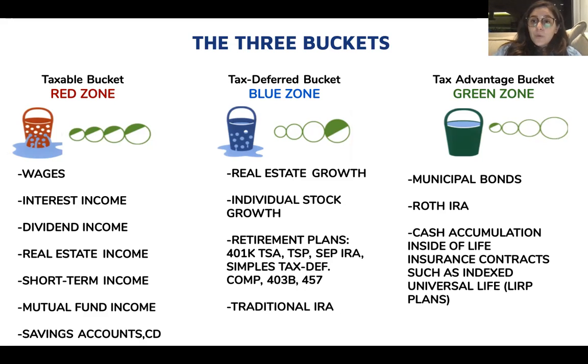So then we have the green zone, which is one of the zones that you're going to explain to your clients, which are municipal bonds, Roth IRAs, and cash accumulation inside of life insurance contracts, such as index universal life. I'm pretty sure you've seen this in the past, but it's so important for us to know that we need to have our clients diversify their portfolio. We cannot have our clients with all their eggs in one basket, which means that we cannot have our clients put all their money in just 401ks.